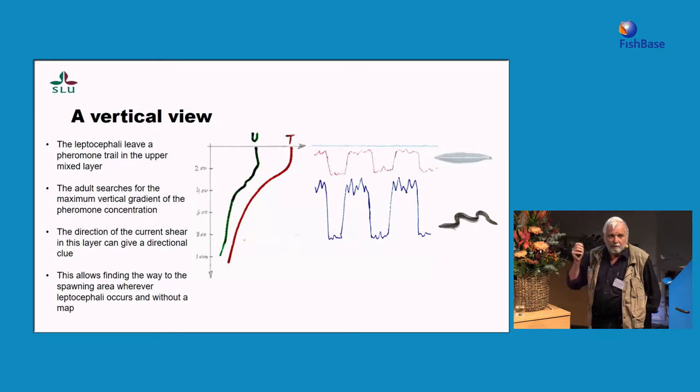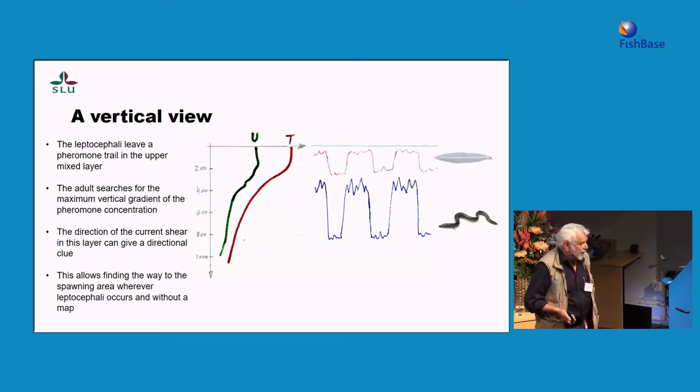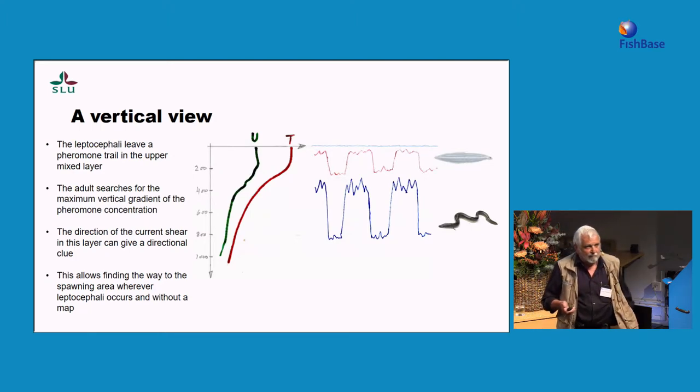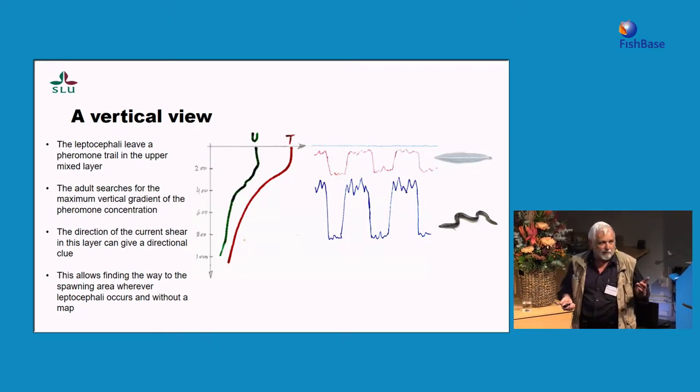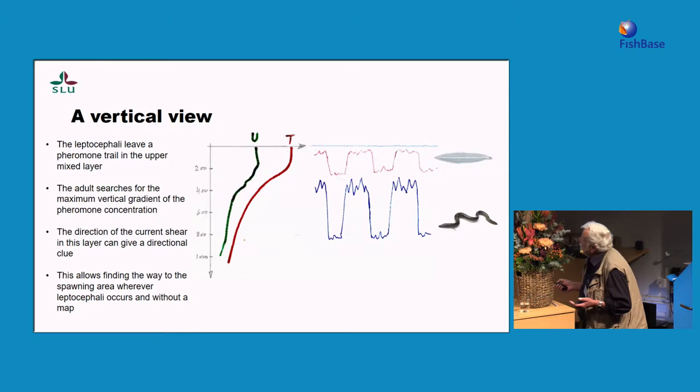And why do they do this? My hypothesis is that the leptos release some smell, a pheromone of some kind. Eels are well known to have an exceptionally fine sense of smell. And the temperature curve here also says something about what that pheromone concentration would look like. That will be injected here in the upper mixed layer and then diffused down into the permanent thermocline.